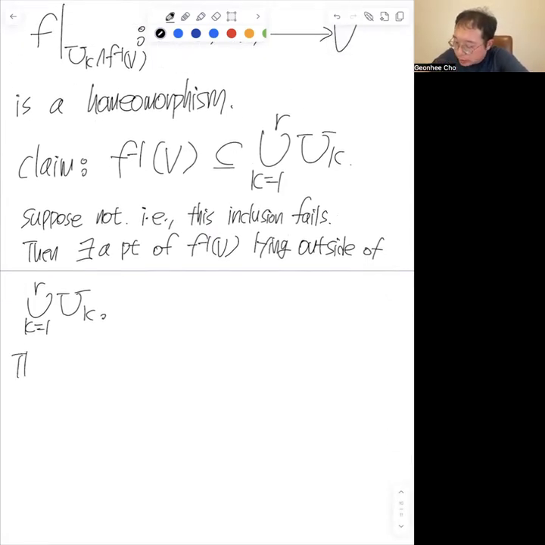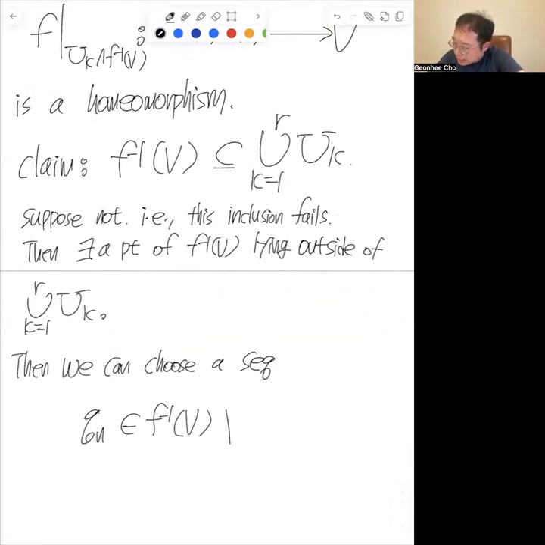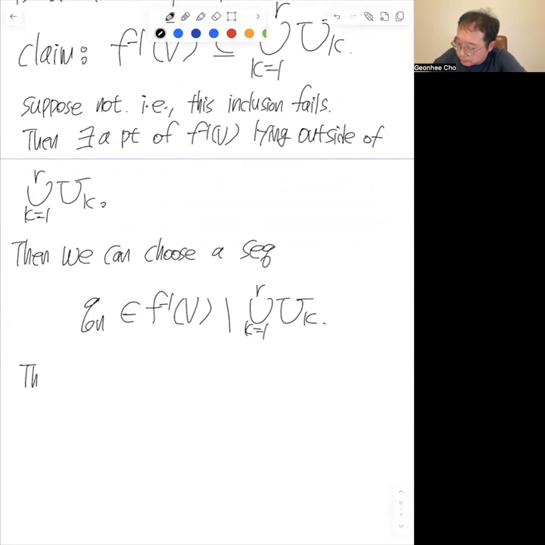Then we are able to find a sequence. We can choose a sequence, let's call it Q sub n, that belongs to F inverse of B outside of this union. And we'd like to derive the contradiction by looking at this sequence. So what we know is F of Qn belongs to V, that belongs to V closure, and we know this V closure is also compact. We'd like to take the benefit from this fact.